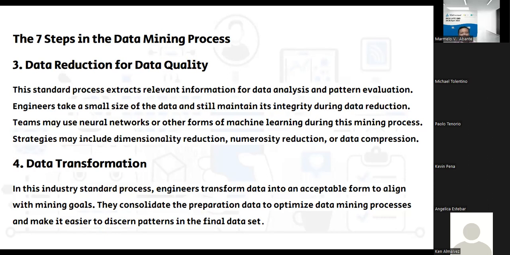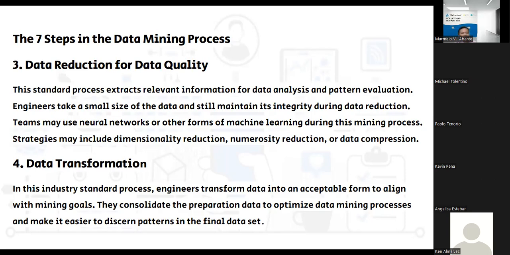Teams may use neural networks or other forms of machine learning during this mining process. Strategies may include dimensionality reduction, numerosity reduction, or data compression. In dimensionality reduction, engineers reduce the quantity of attributes in the analytics data. In numerosity reduction, teams replace the original quantity of data with a smaller quantity of data. In data compression, engineers provide a compressed generalization of the collected data.